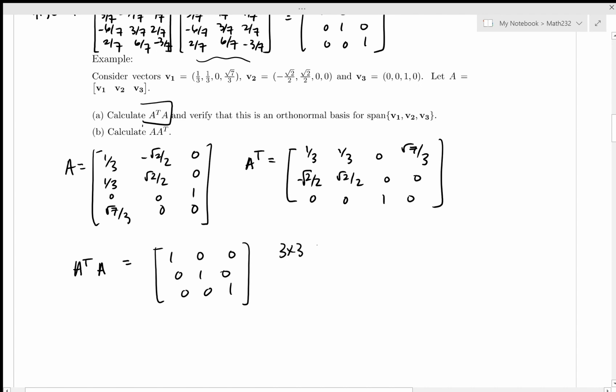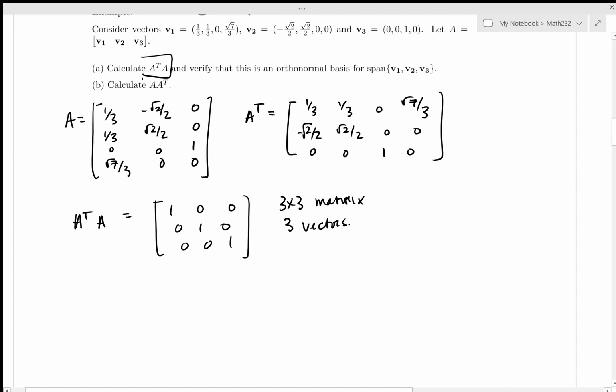So notice it's a 3 by 3 matrix, and we had 3 vectors that we're attempting to check for if they're orthonormal. You can notice that what this represents here is V1 dot V1. What this represents here is V2 dot V2. And what this represents here is V3 dot V3. We then can conclude here that V1, V2, and V3, the span of V1, V2, and V3, are an orthonormal basis.